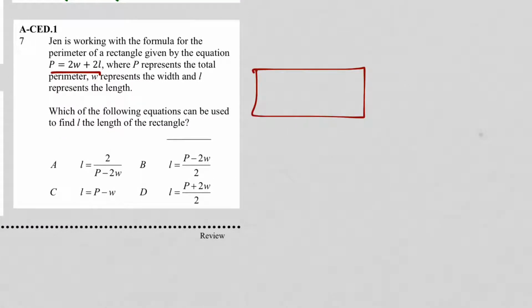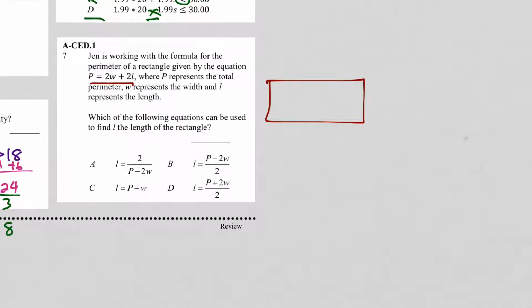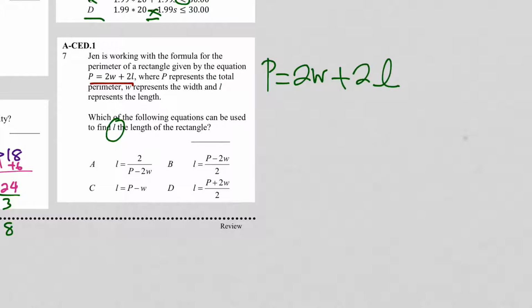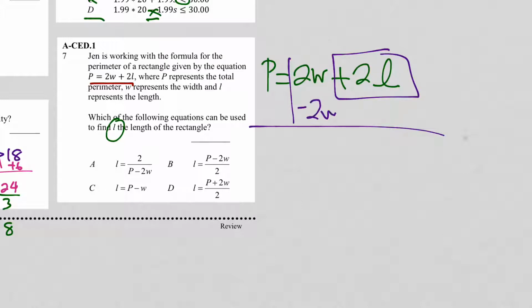Well, if I have the formula P equals 2W plus 2L, I can solve for the variable L just like I have been for x. So if I want to get the L by himself, that means I need to get rid of the 2W. The opposite is to subtract 2W. Now I can't combine the P and the 2W, so you rewrite it.